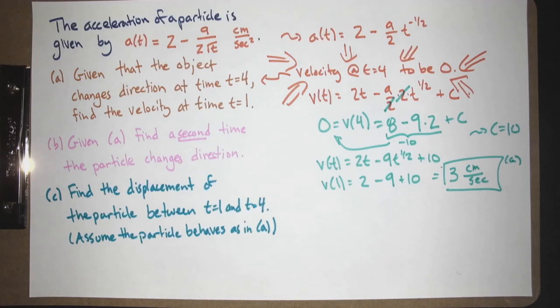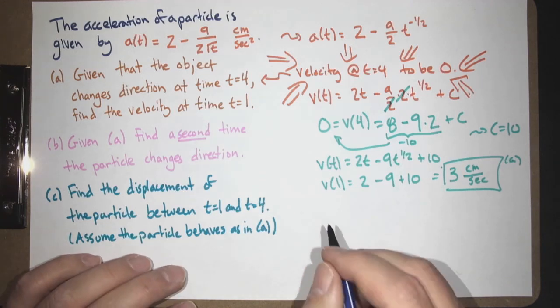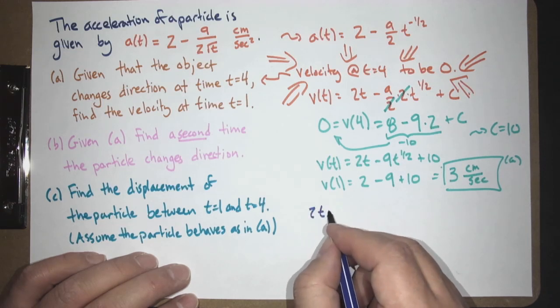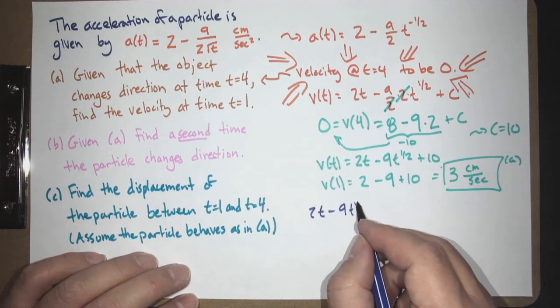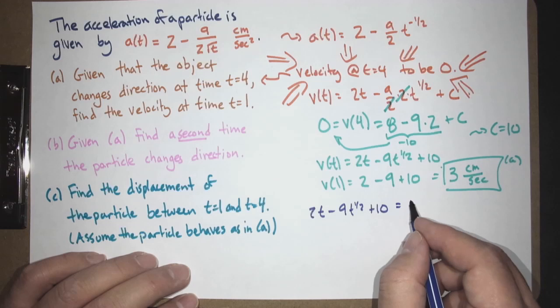Cool. Then there's part B. It says, given part A, find a second time the particle changes direction. So what do we need to do? Set the velocity equal to 0 and solve. And you're probably thinking, oh, is that even possible? Do we have the technology? 2t minus 9 t to the 1/2 plus 10 equals 0.